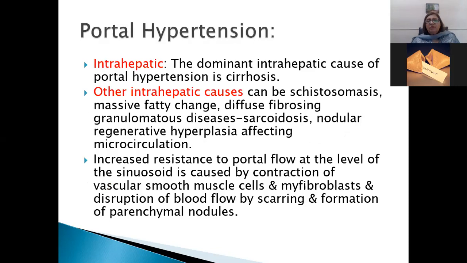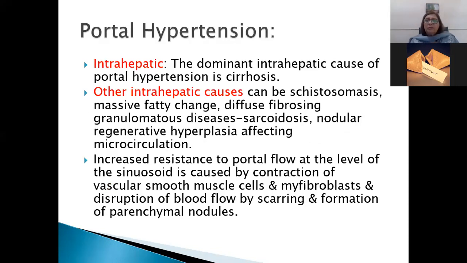Intrahepatic causes. The dominant intrahepatic cause of portal hypertension is cirrhosis of the liver. As I've told you, cirrhosis of the liver is going to completely disrupt the normal parenchyma of the liver, and the normal blood flow is not going to be there. Collateral circulations have to develop for the blood to go back to the right side of the heart. So the number one and most important cause is cirrhosis.